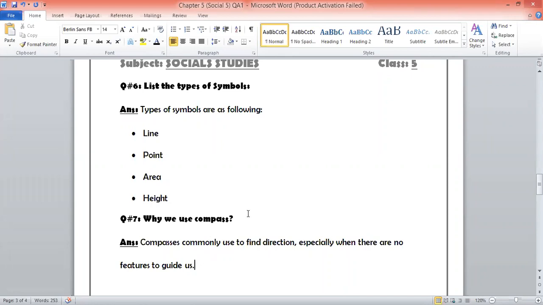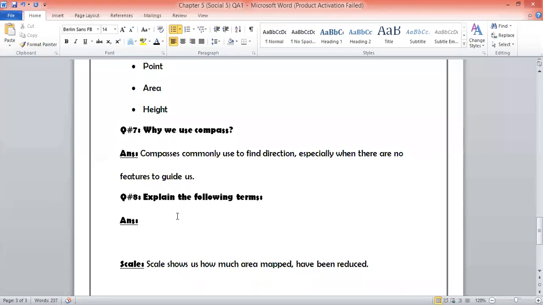That's good. Okay. That's good, Daniel. You are right. Compasses are used for directions, finding directions. That's good, Hassan. So the question number 8 is on the screen.